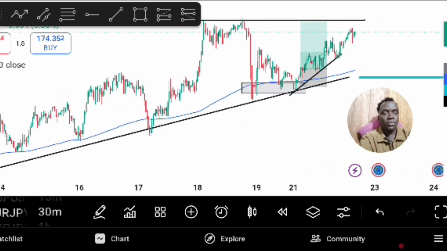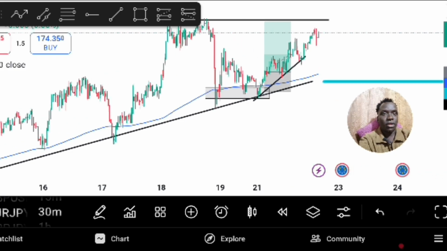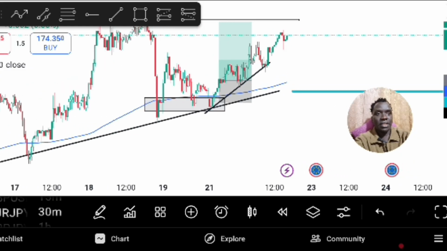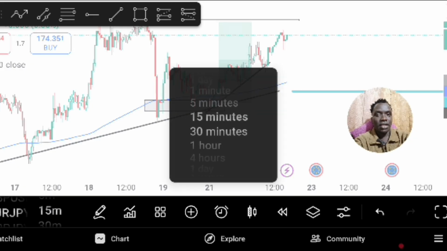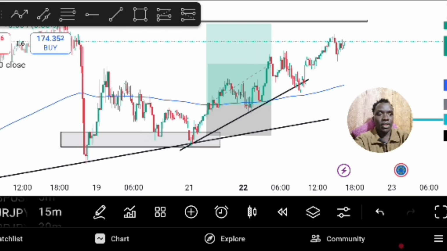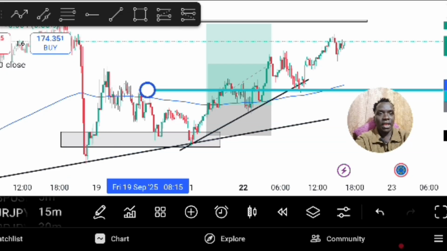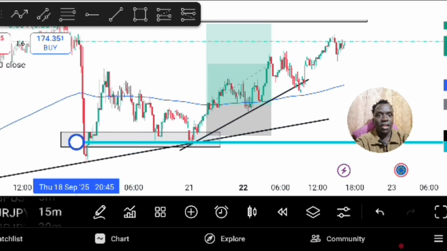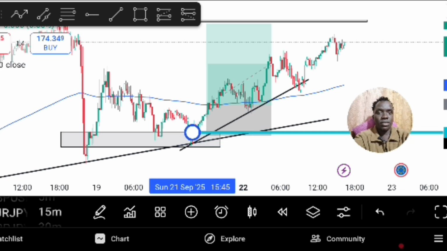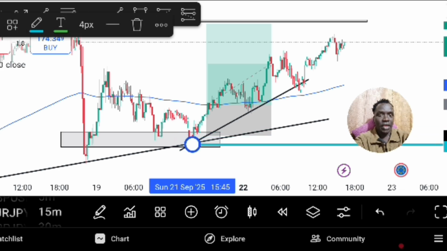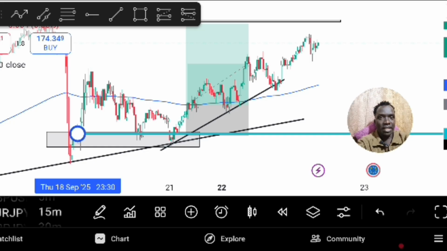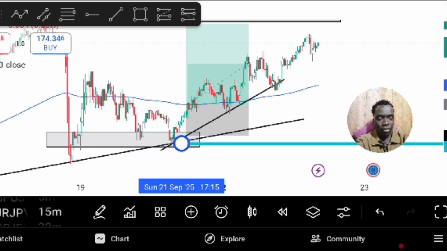So I was able to spot some order block. I spotted this order block here and I marked it, and then on 15 minutes, I saw the price moved and came to mitigate this particular order block at this support level. And then I had to mark this order block before the price reaches.